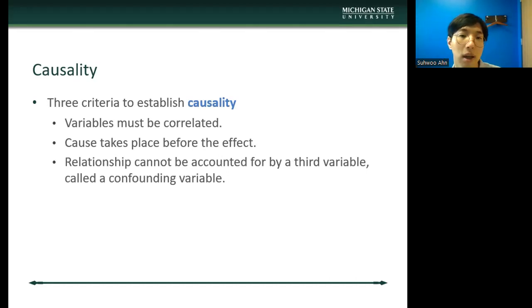The last one is that the relationship between the independent and dependent variable should not be accounted for by a third variable or confounding variable. In an experiment, researchers do a random assignment. Through this random assignment, we can remove the threat of a third variable or confounding variable. So when all three criteria are met or satisfied, then we can establish causality, or a causal relationship, between independent and dependent variables.